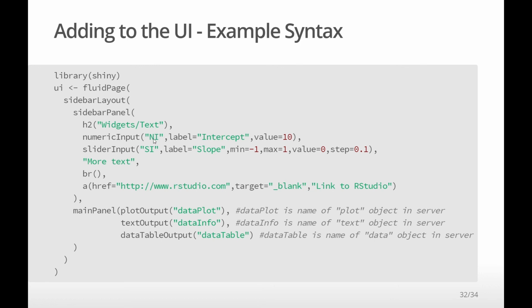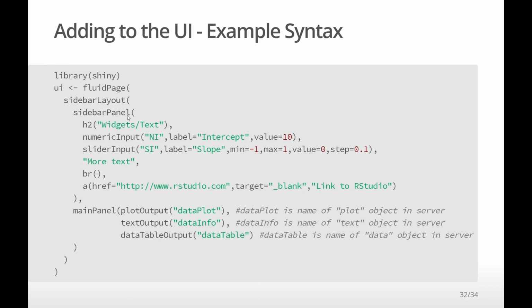The first argument here is the internal name of that, and then the label that the user actually sees. This is the default value for that numeric input. Then I'm having a comma after that widget to add another one, slider input, internal name, label the user sees, default values for these, including sort of the range for it, min and max, etc. BR is just a line break. A is a hyperlink. And then that finishes off my sidebar panel.